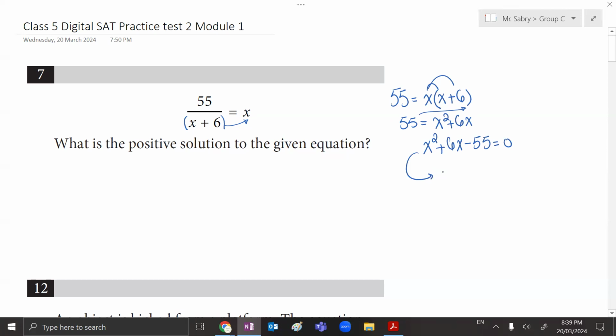Because this is quadratic, you can solve it using the calculator with mode 5-3. Mode 5-3 will give you x1 and x2. One of them is positive and the other one is negative. Because they're asking for the positive value, I'll only take the positive one. The answers will be negative 11 and positive 5. So I'll take the positive 5 and I'll disregard the negative 11.